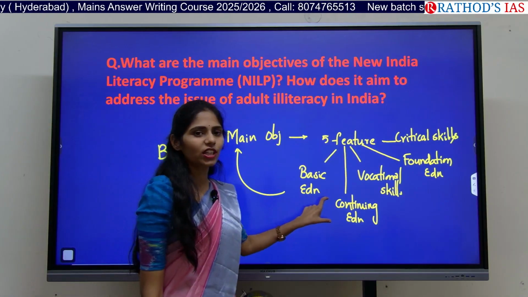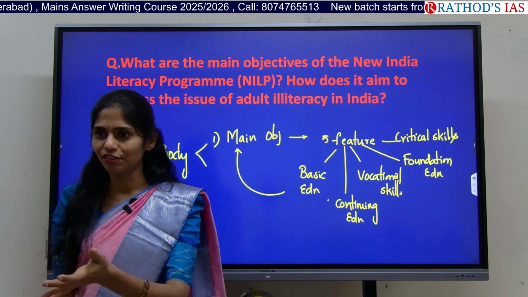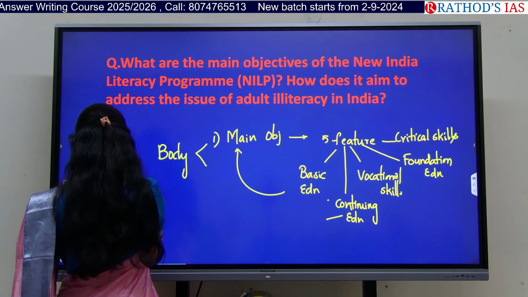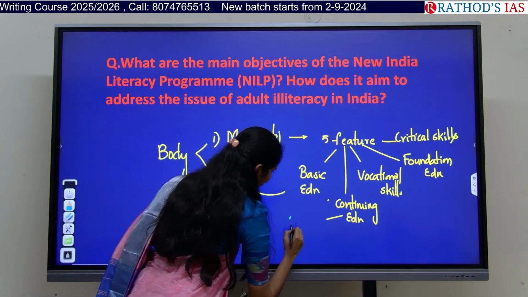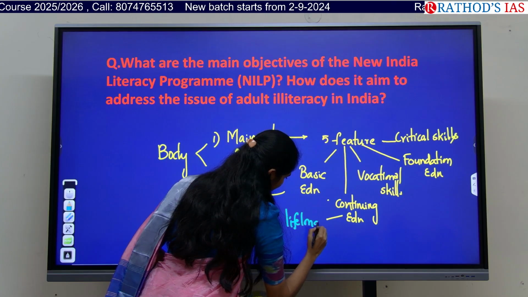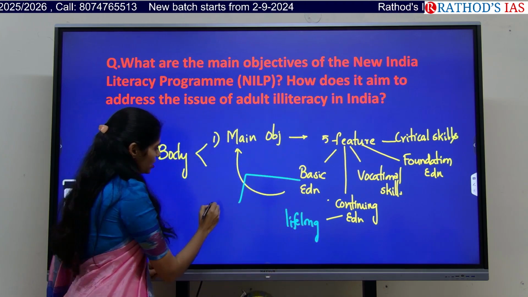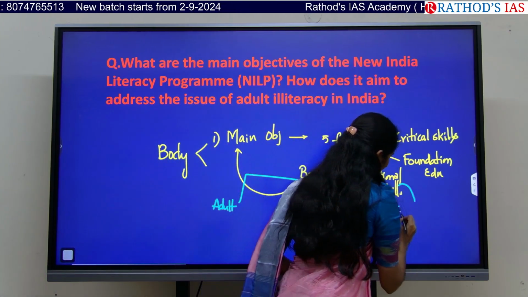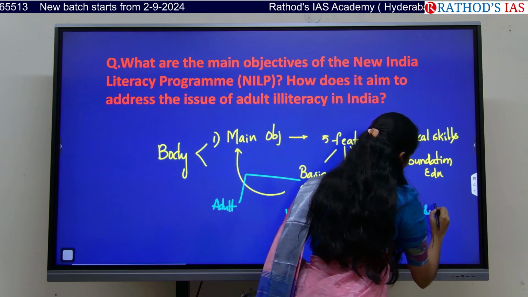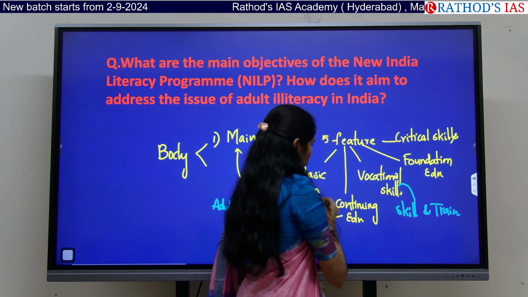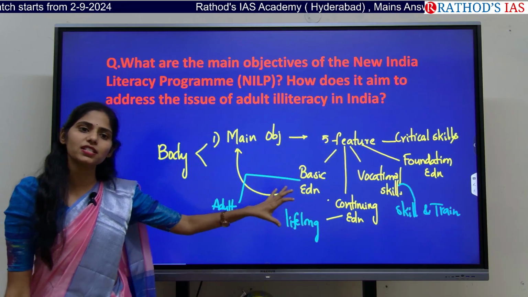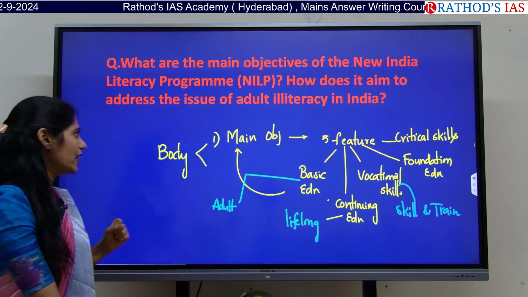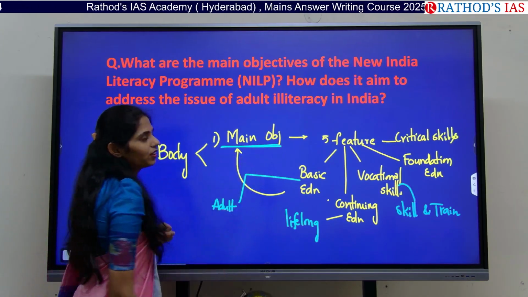So what is continuing education? We have to continue education lifelong. So one of the objectives you can write here is lifelong education. In basic education, we are focusing on improving adult literacy, and in vocational skills, we are focusing on skill enhancement and training. So these are the points that you can get from the features. If you understand the features, you can write at least 3 to 4 points in the objectives. That is what you have to write in this first question.